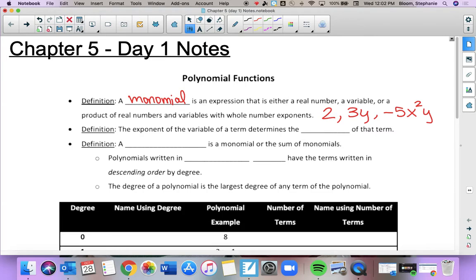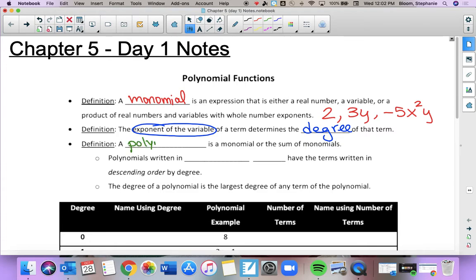Okay? The exponent of the variable of a term determines the degree of that term. And I'm going to circle the words exponent of the variable. That is key. So the exponent of the variable, the largest one, will determine the degree of the polynomial.